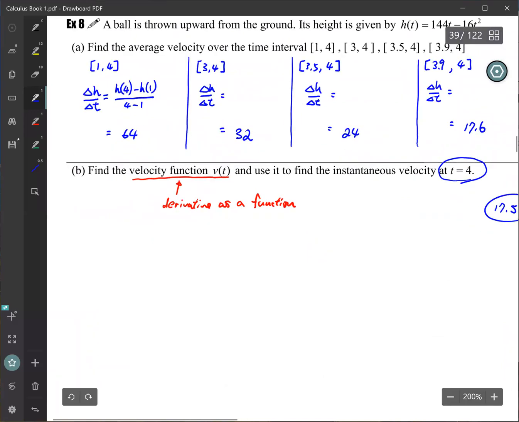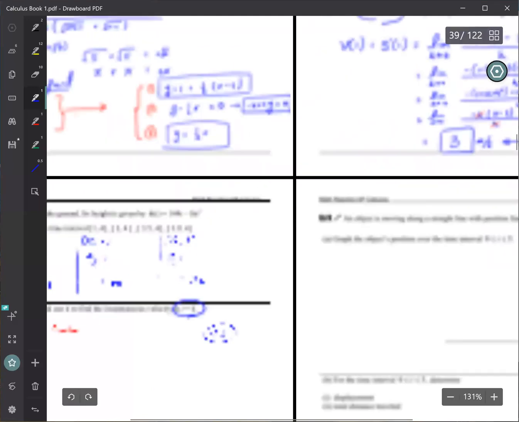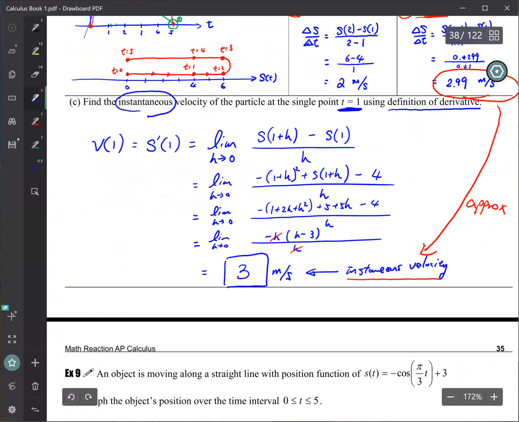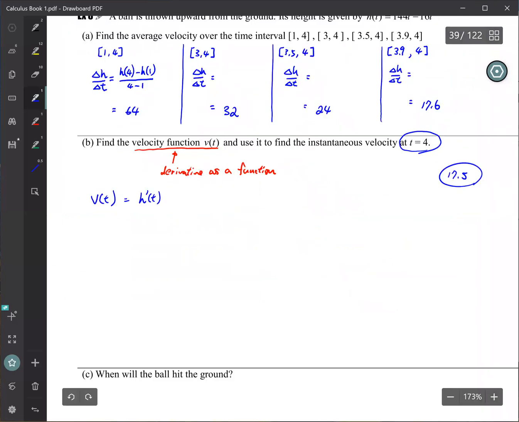So this is called the velocity function. We are using definition 3. So let's do that. v of t, which is h prime of t. We need to take the derivative of the height, because we're talking about height here. Compare, before it was v of 1, which comes from s prime of 1, and that one was using number 2. This time, because we want a function, you have to use number 3.